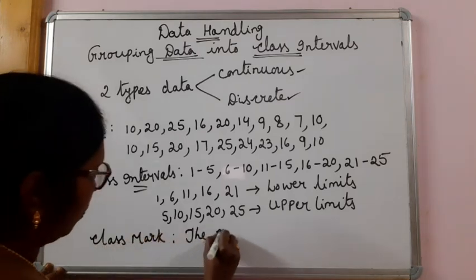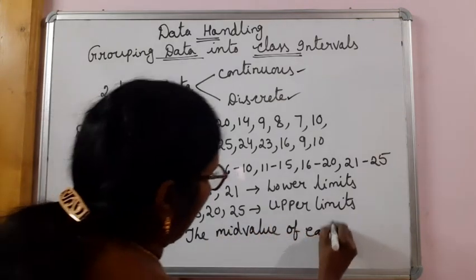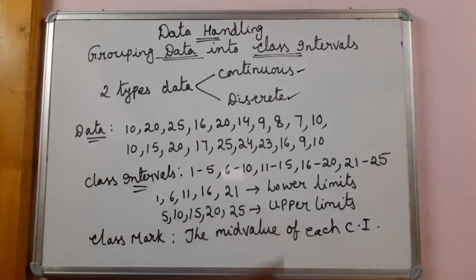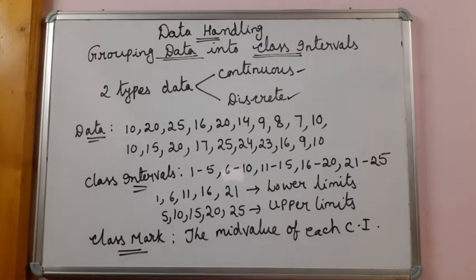The mid value of each class interval. In short, let me write for class interval as CW. So the class mark is the mid value of each class interval. And the class size is actually upper limit minus lower limit. Upper limit minus lower limit is the class size of the class interval.